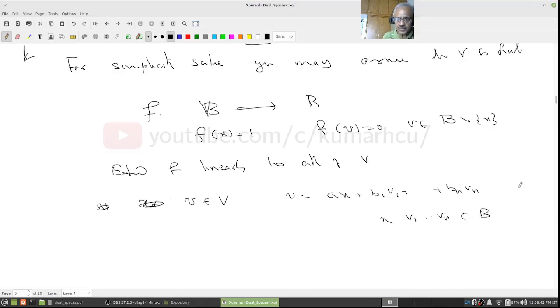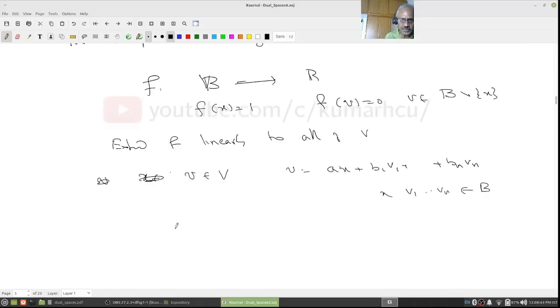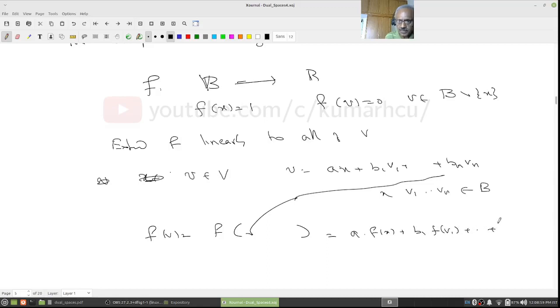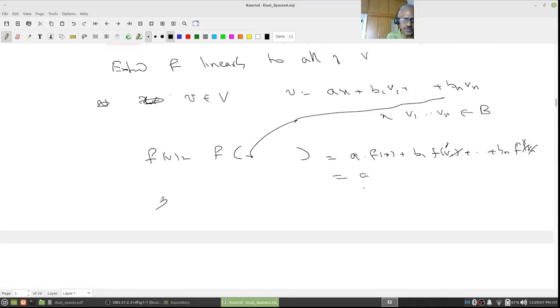a may be 0. Okay, I am not claiming a is not 0. Then I define f of v to be f of this, it has to be extended linearly. What does that mean? That is a into f of x plus b1 into f of v1 plus ... plus bn into f of vn. But this is 0, this is 0 and this is a. Right? Therefore f of v is a.